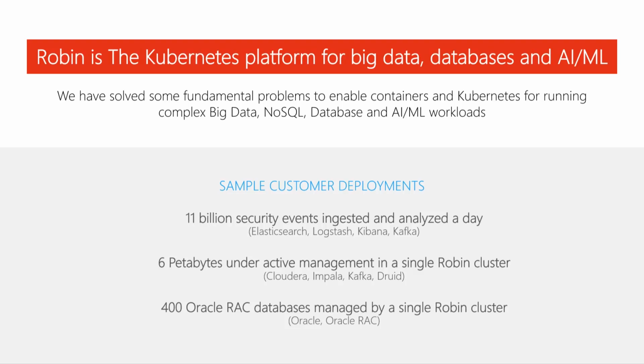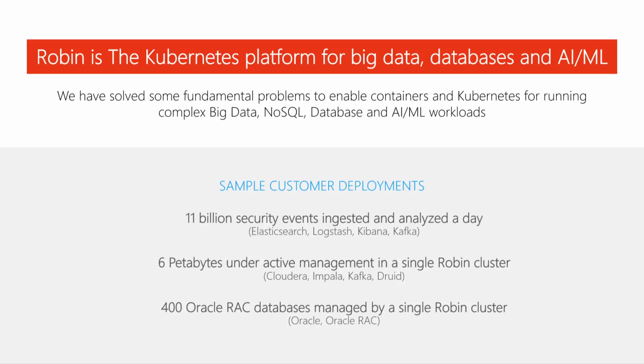It's not just about the modern-day apps. It's also about when people talk about data-centric application, there's a huge footprint for traditional RDBMS today, Oracle RAC. So we have a customer who's actually deployed 400 instances of Oracle RAC clusters on Robin. So clearly, we have done one thing or two to actually enable these applications to run seamlessly inside containers and Kubernetes. That's going to be the majority of my talk today.